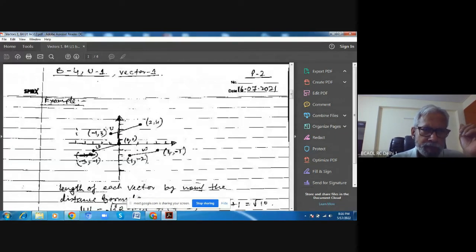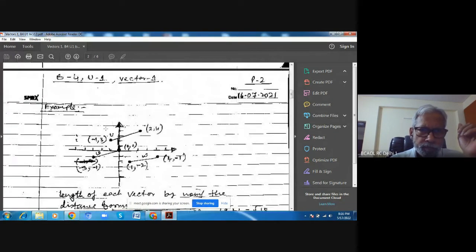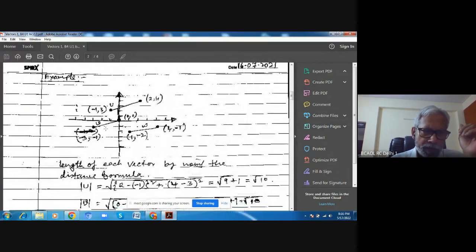Now how to represent? Suppose there are some points. Suppose -1 and 3, this is a point. It has started from here and after that reached to here. So at that time another point has been reached. It started from here. There's a u vector. Suppose, for example, the u vector.